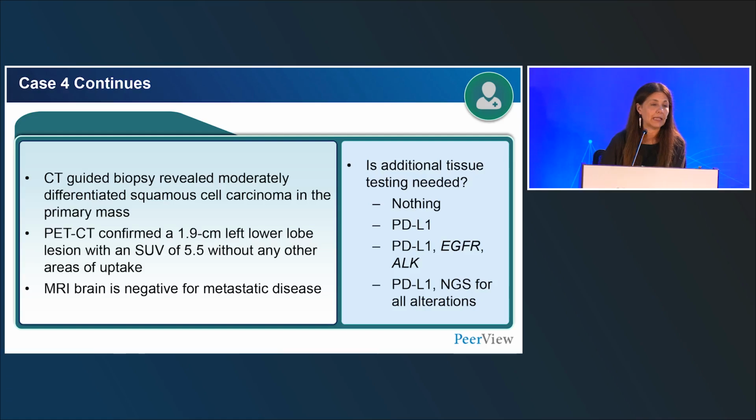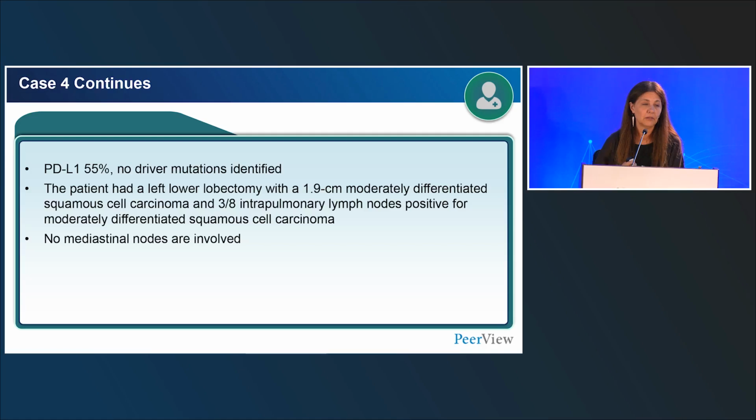MRI brain was negative. So, thinking about, and you don't have to vote here, just to think about it, additional tissue testing needed? No, or I would get PD-L1, I'd get PD-L1, EGFR, ALK, I'd get PD-L1 and next-gen sequencing. All right, so the PD-L1 was 55%. No driver mutations were identified.